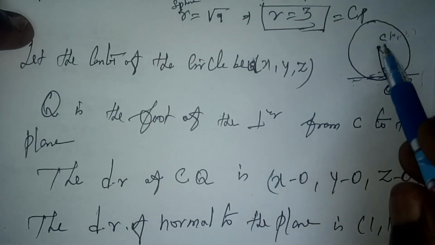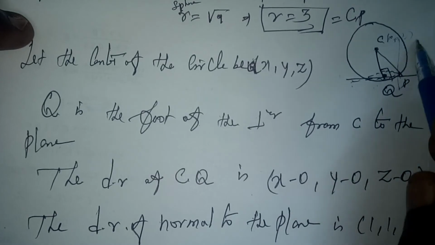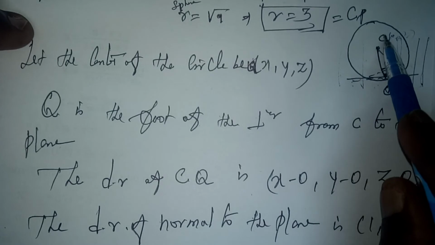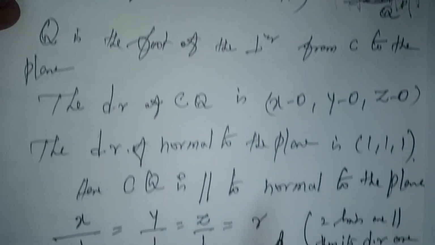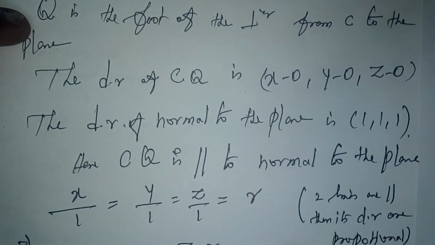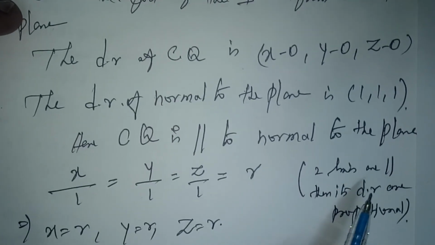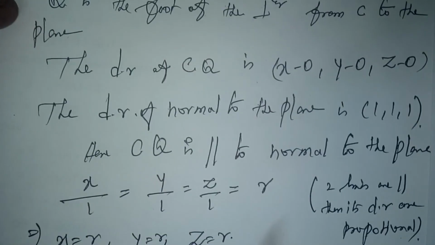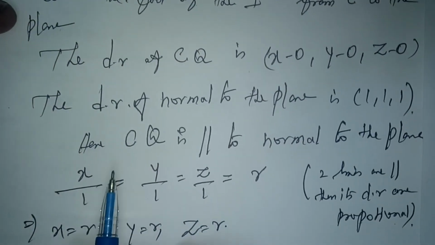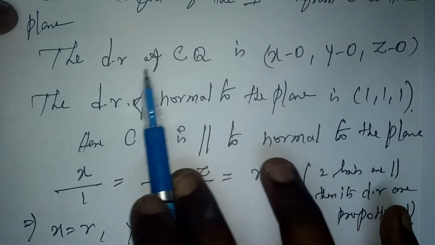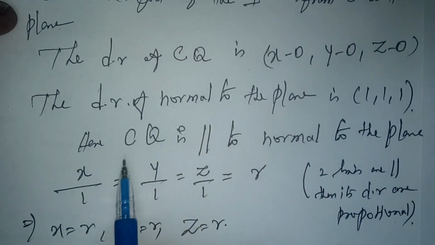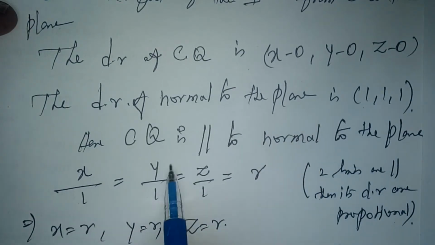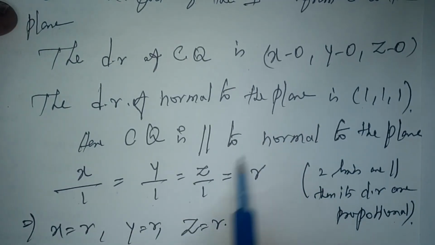So this is CQ. I am going to consider the normal to that plane, and the normal and CQ are both parallel. The condition is that if two lines are parallel, then their direction ratios are proportional. So I am going to write it in proportional form. The direction ratio of CQ is x, y, z, so x by 1 equals y by 1 equals z by 1, say some constant value.